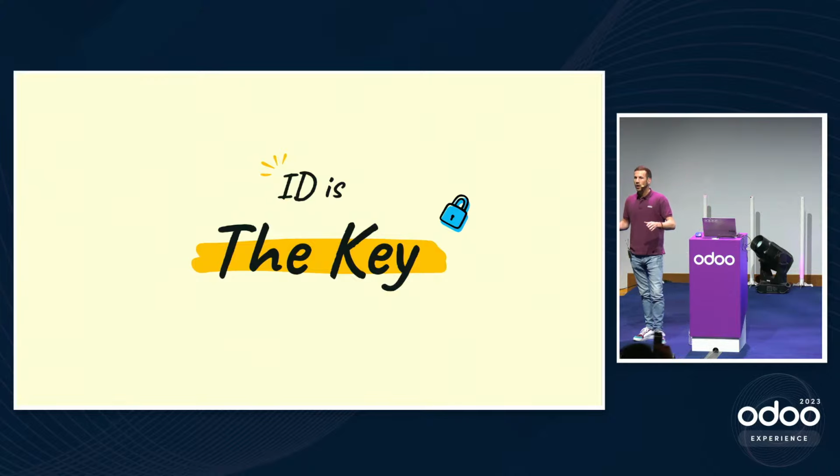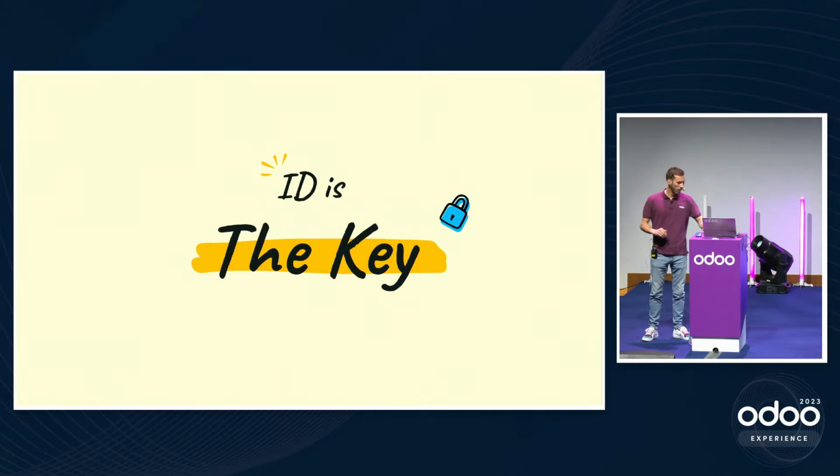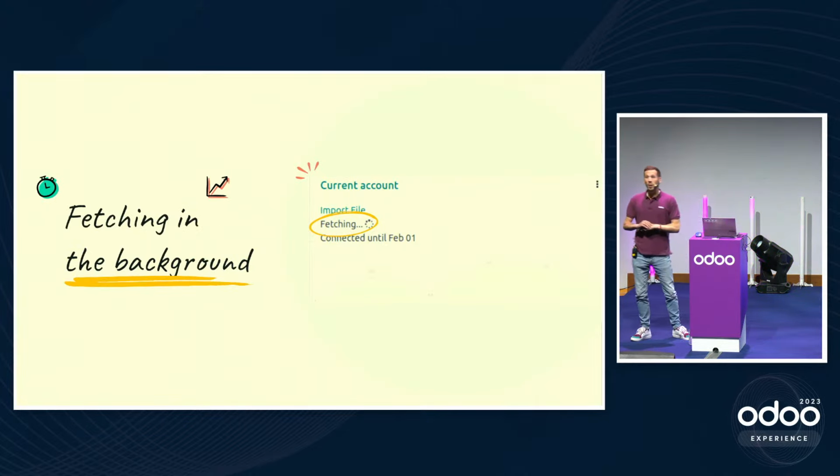We already talked about that, but now every bank transaction which is synchronized has a unique ID number. And this is definitely a game changer, because that means that Odoo knows exactly if a bank transaction was already synchronized or not, and it prevents, obviously, the duplicates. Also, for people who manage a lot of bank transactions, we are now fetching them in the background. That means that you can keep working while Odoo is fetching the bank transactions.